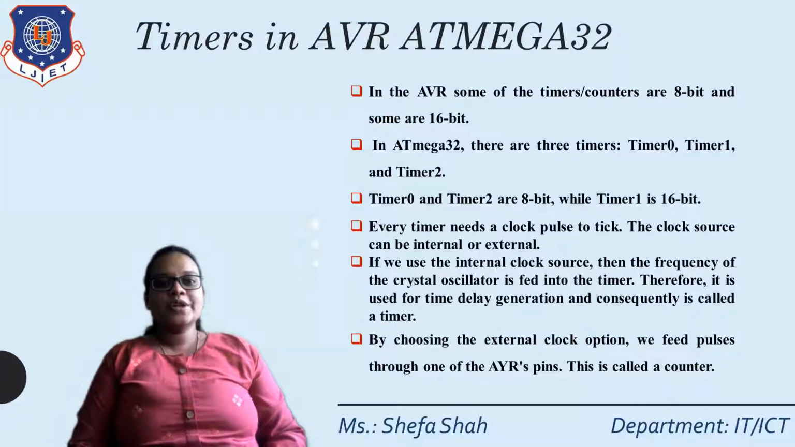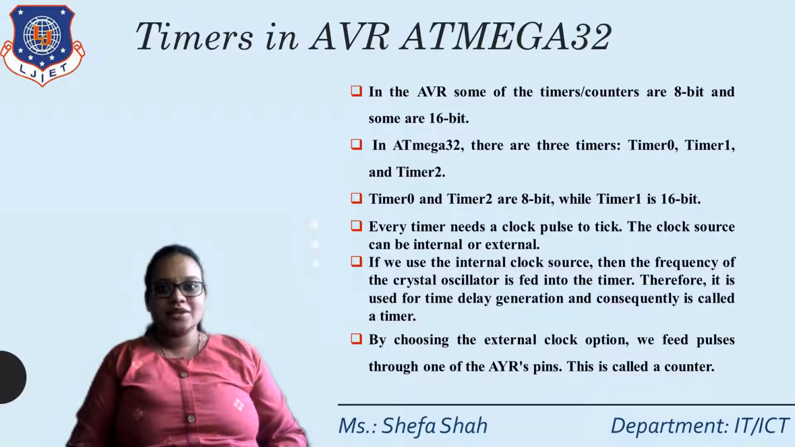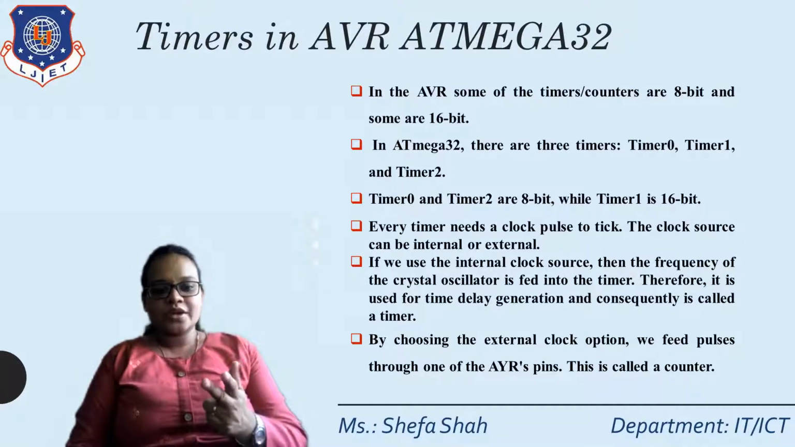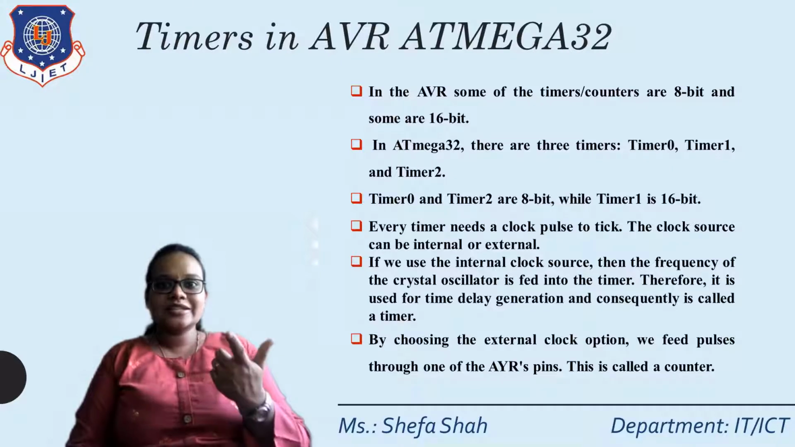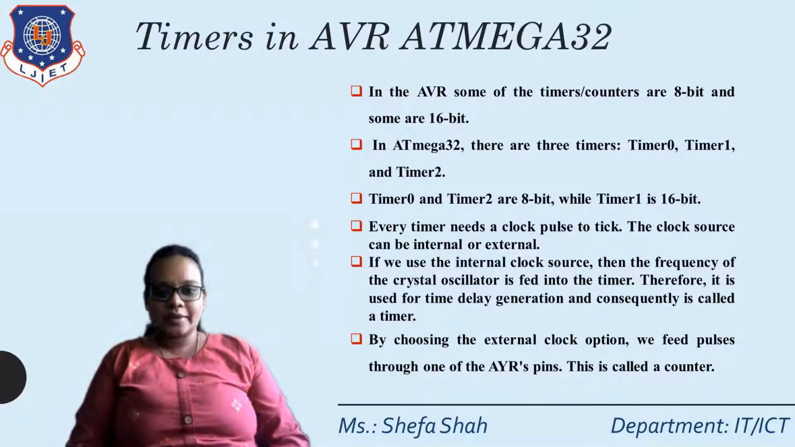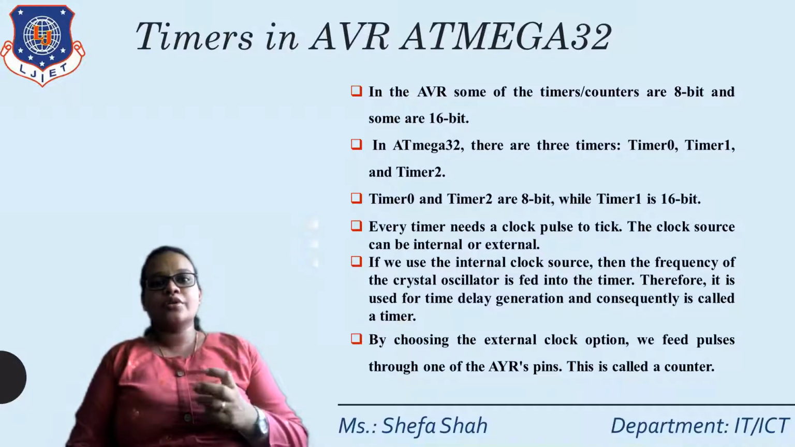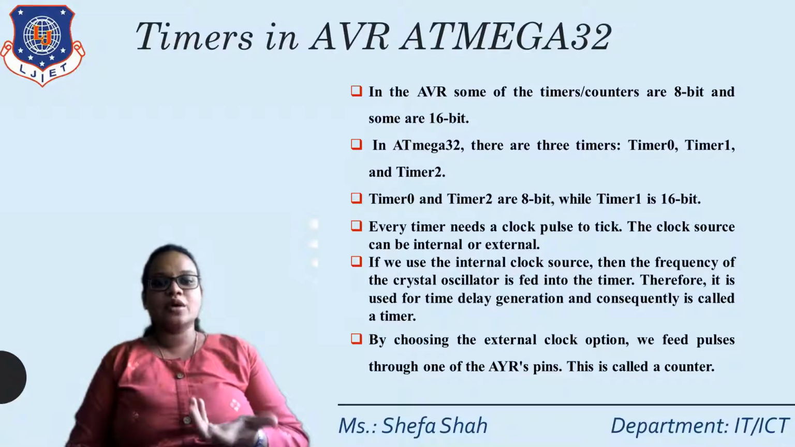In the AVR, there are a total of 3 timers in ATmega32. They are named timer 0, timer 1, and timer 2. Timer 0 and timer 2 are 8-bit timers, whereas timer 1 is a 16-bit timer. So what does the timer do, or how does the timer work as a counter?